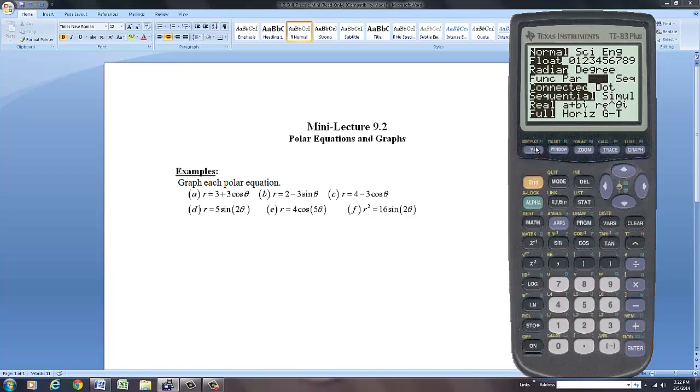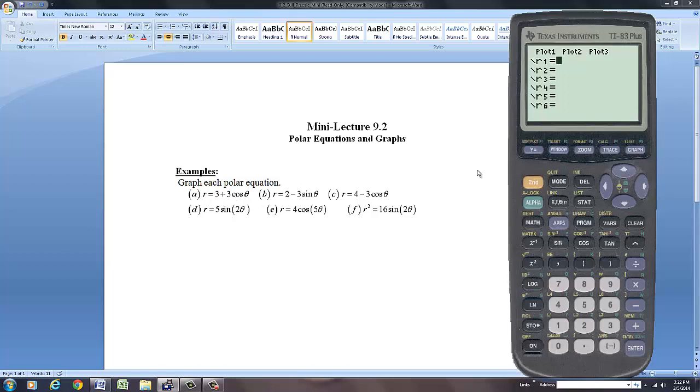I notice when I hit y equals, now I have it in terms of r, and then over here I have the rest of the expression, which will be in terms of theta. Instead of y and x, it'll be r and theta. Okay, so then we simply enter what we're going to graph. So here we're going to graph these equations.